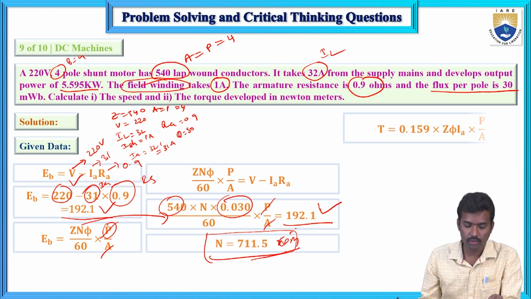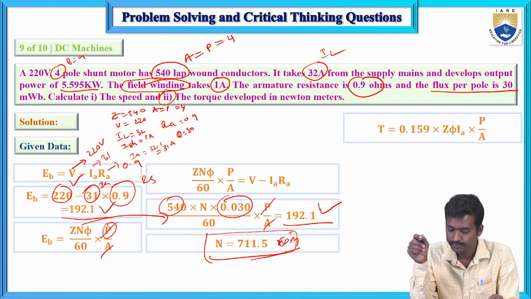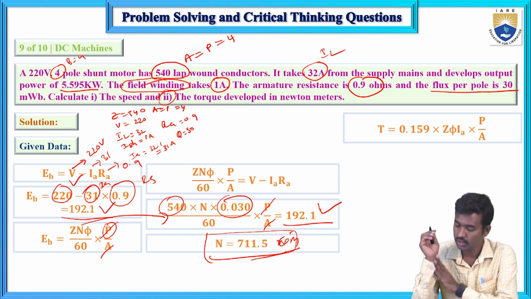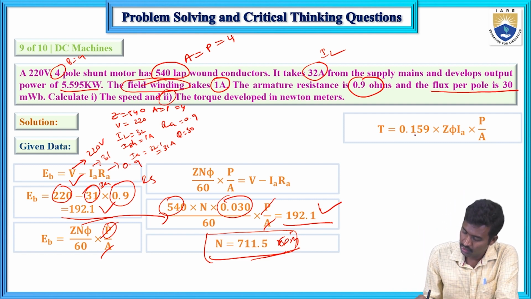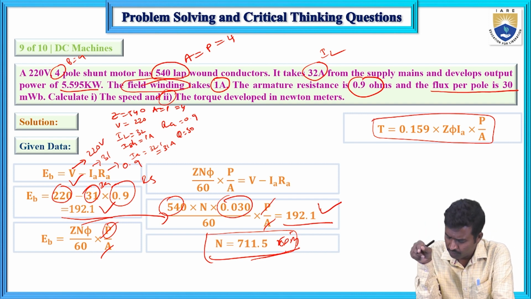Now the last problem. Next, in this second one, torque developed in Newton meter. So what about the torque formula? Torque equals to 0.159 Z φ IA into P by A. This one.